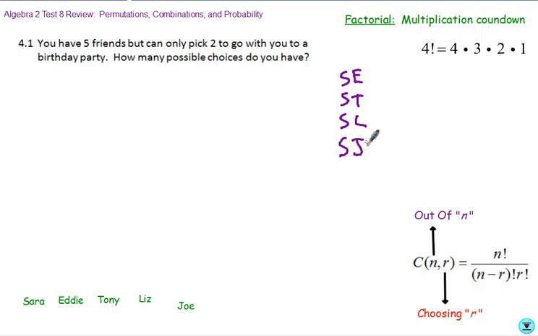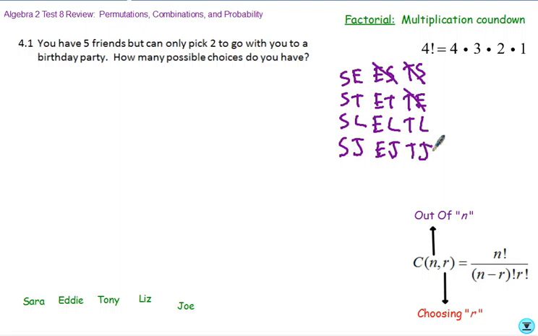And then I can go to Eddie, and I could say, well, what about Eddie and Sarah? Well, I couldn't count that because I've already counted the 2 of those people, so that wouldn't count. But I could say Eddie and Tony, and Eddie and Liz, and Eddie and Joe. And then I'm going to go to the next one. So I could say Tony and Sarah, but I wouldn't count that one because I've already got that pair right there. And then I could say Tony and Eddie. Oh, but wait, I've already got that one right there. Now I could say Tony and Liz, that's a new pair of people. And Tony and Joe, that's a pair that we hadn't talked about yet.